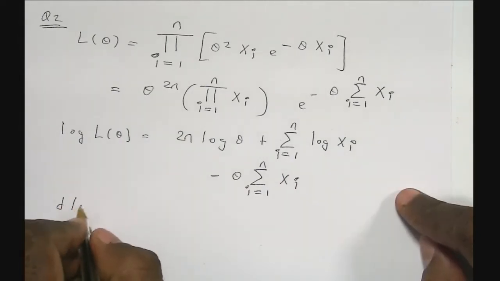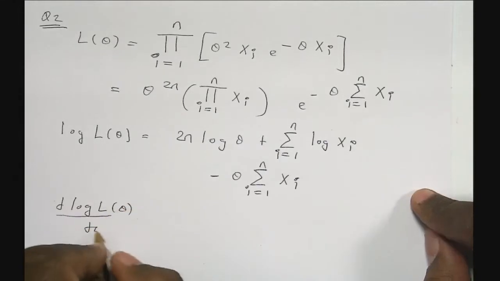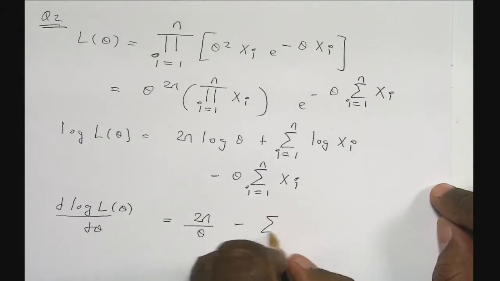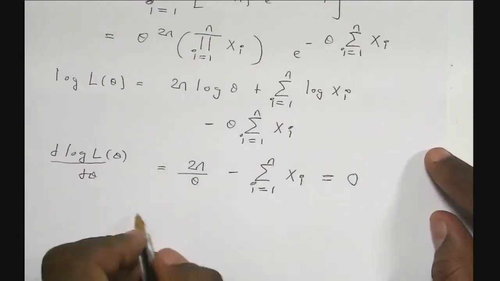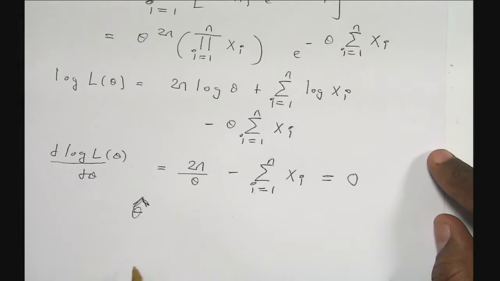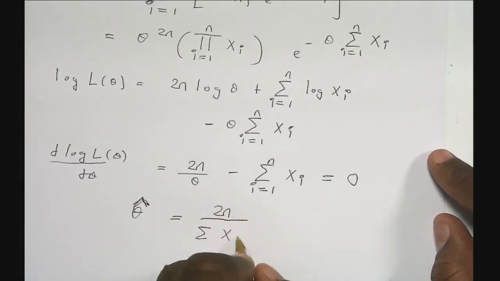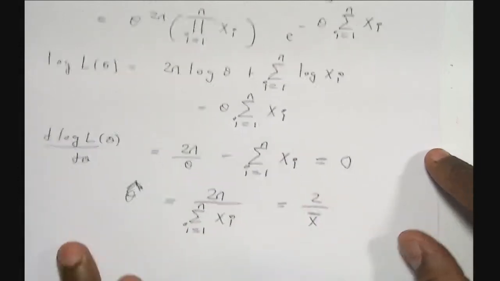The next step is to differentiate the log likelihood with respect to theta. So you get 2n by theta minus this. When I set this to 0 and solve for theta, you get theta hat equal to 2n divided by the sum of xi, which is 2 divided by the sample mean.